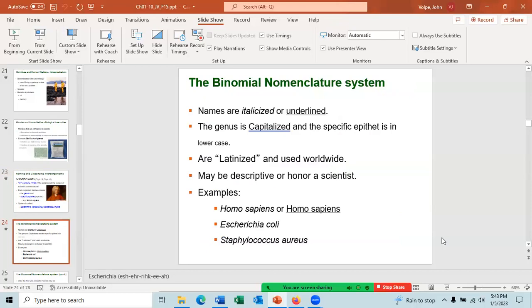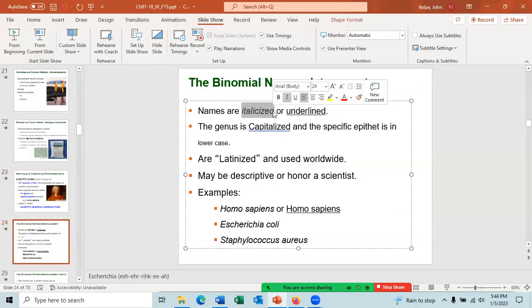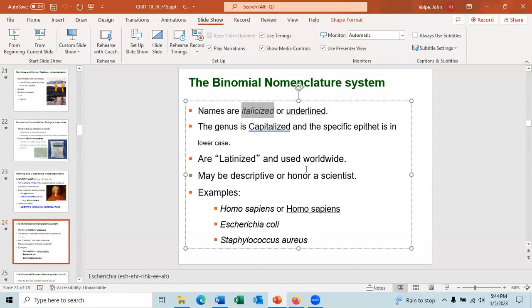All right, returning to names. Names are either italicized or underlined. For example, when I'm using a computer, I can italicize a scientific name. But if I'm writing on the board, I can't really write it italicized, so I'll write the name and then underline it to mean that it's a scientific name. The genus name is always capitalized, and the specific epithet is always in lowercase. The scientific name is Latinized, and it's used worldwide. For example, wherever you are in the world, you can say Homo sapiens, and all scientists will know you're talking about humans. With this one, most people would know you're talking about humans.